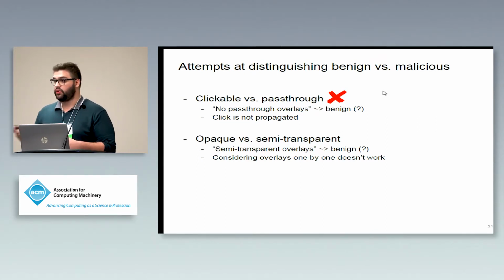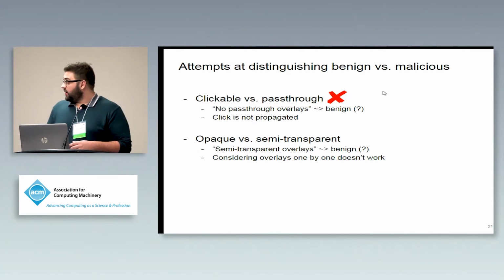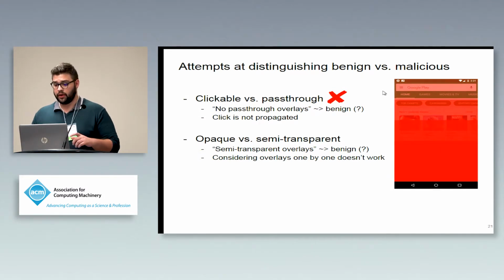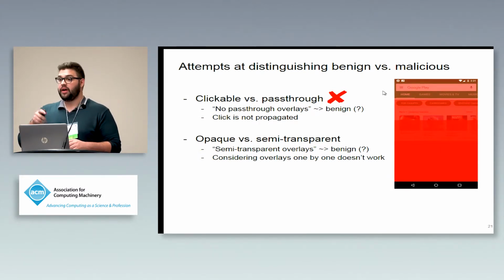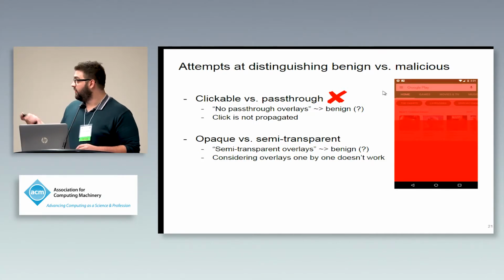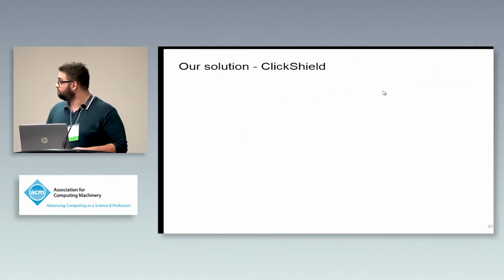Semi-transparent overlays drawn by screen filters are good because they are not trying to deceive the user. Unfortunately, what we saw is that we were able to gain some opaque result, as we can see at the bottom of the screen, just by overlapping a lot of semi-transparent overlays. So just checking if an overlay is semi-transparent or opaque is not enough. So this feature is not good either.